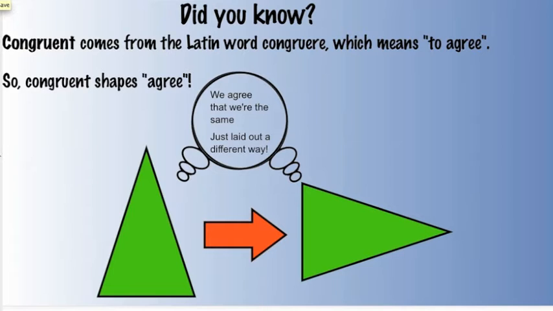Since I love knowing how words are made up, congruent comes from the Latin word congruere. I think that's how you say it. Mrs. MacPhail isn't sure. But anyway, that word means to agree. So if you think about it, congruent shapes agree with each other. I have my two triangles down here that are saying, we agree that we're the same, just laid out a different way. Their size and shape is still the same, even though the position or how it's rotated might look a little bit different. Pretty cool, huh?